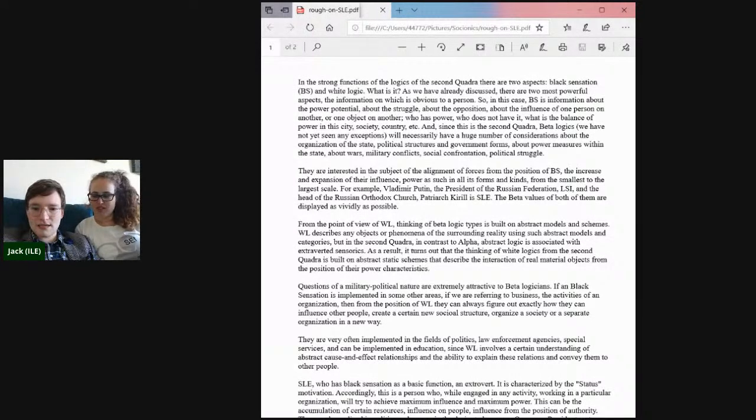we have not yet seen any exceptions. Yeah, like Olivia and my mum, for instance, would be betas, but I'd be more on this logical side of beta, so more about the structural power-oriented logic rather than the more emotional side, you could say. So beta logic, and we've not seen any exceptions to this, right, will necessarily have a huge number of considerations about the organization of the state, political structures and government forms, about power measures within the state, about wars, military conflicts, social confrontation, and political struggle.